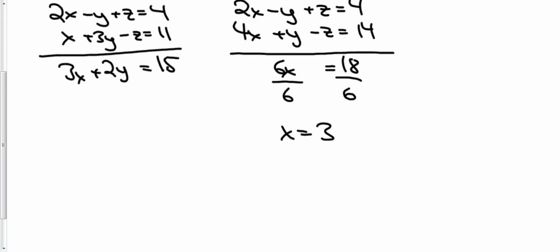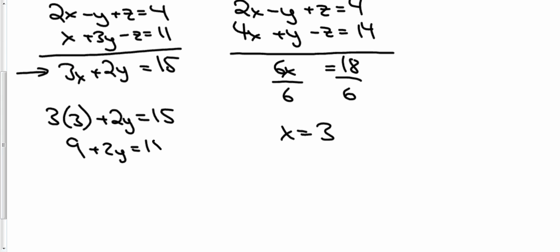Now that I know what x is equal to, I can take x and substitute it back into any equation that just has one other variable besides x, which is this equation right here, which has x and y. So I can go 3 times 3 plus 2y is going to be equal to 15. So it's 9 plus 2y equals 15. Subtract 9 from both sides. So 2y is going to be equal to 6. So, divide by 2. So y is going to be equal to 3.